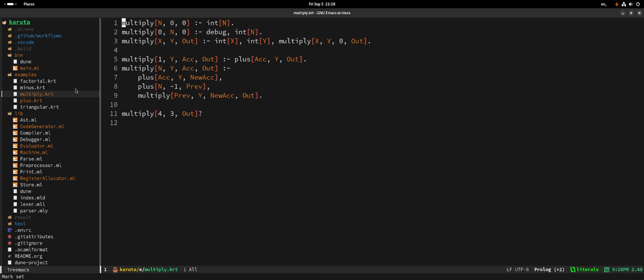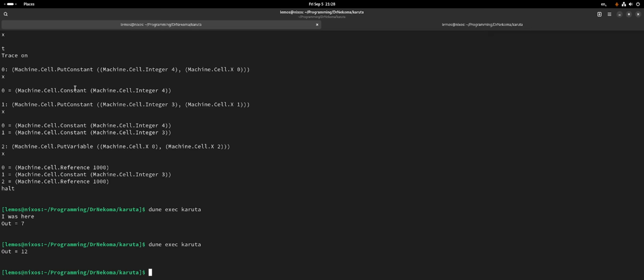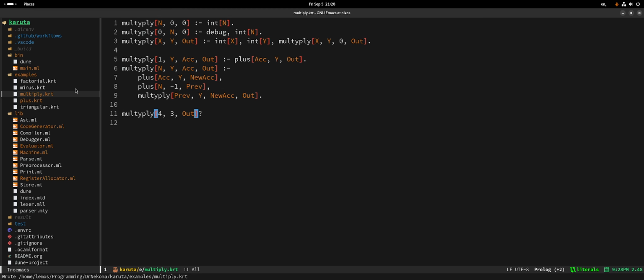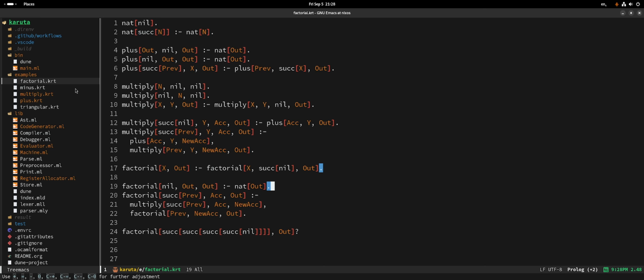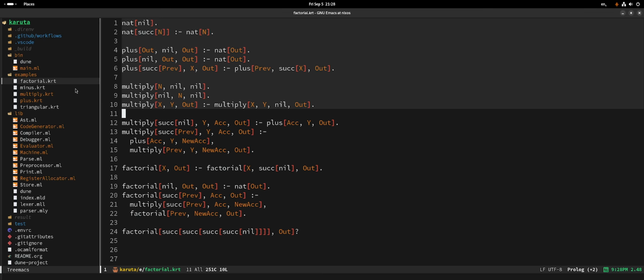But now let's rename multiply with multiply. Does the example still work? Yes. Let's now change factorial to use all the new tricks. Okay, so we don't need this anymore, and we don't need this anymore, right? We also don't need the other multiply anymore. Boom.